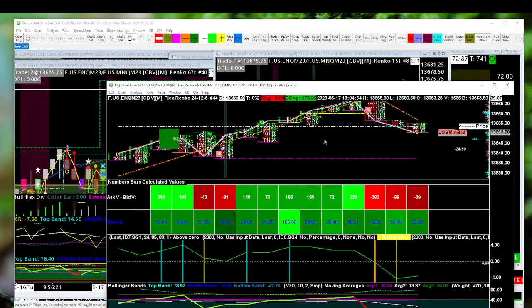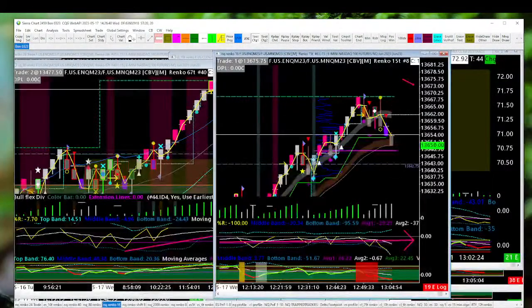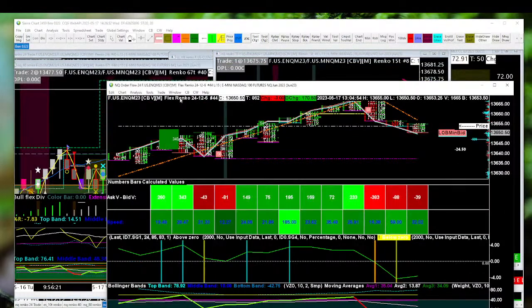But you can see back here, this bar closed and it did have bullish divergence. There were more aggressive sellers on the bid than there were aggressive buyers on the ask. And the result is... where'd it go? I used the wrong one.